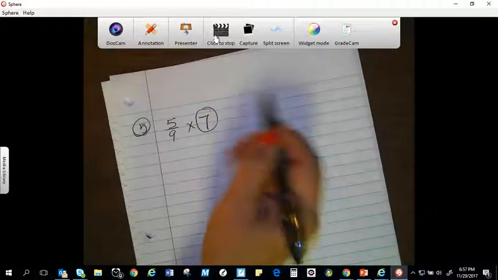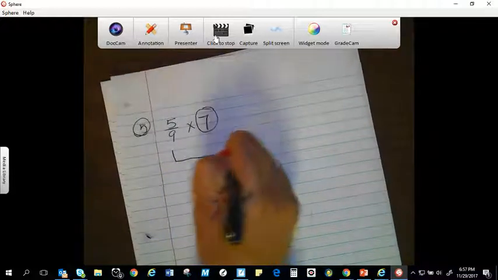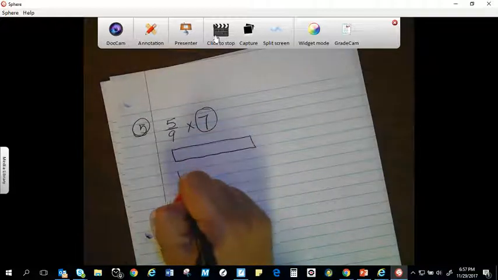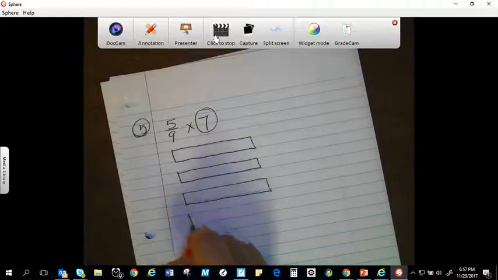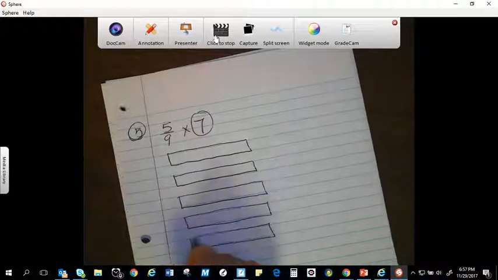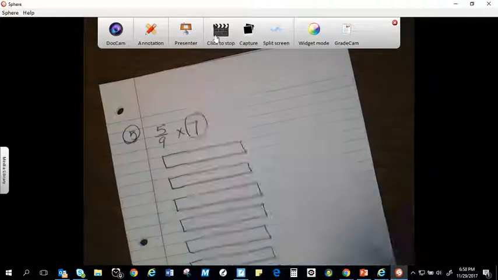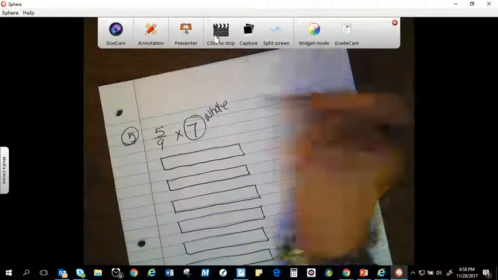So if I'm going to take 5/9 of 7 full wholes or 7 wholes, I'm going to have my 1. I'm just going to kind of make them a little longer. 2. I'm going to draw it this way. If you draw it the other way, that's fine. 3, 4, 5, 6, 7. This is my 7 wholes because I'm taking 5/9 of each whole. So I have 7 wholes.